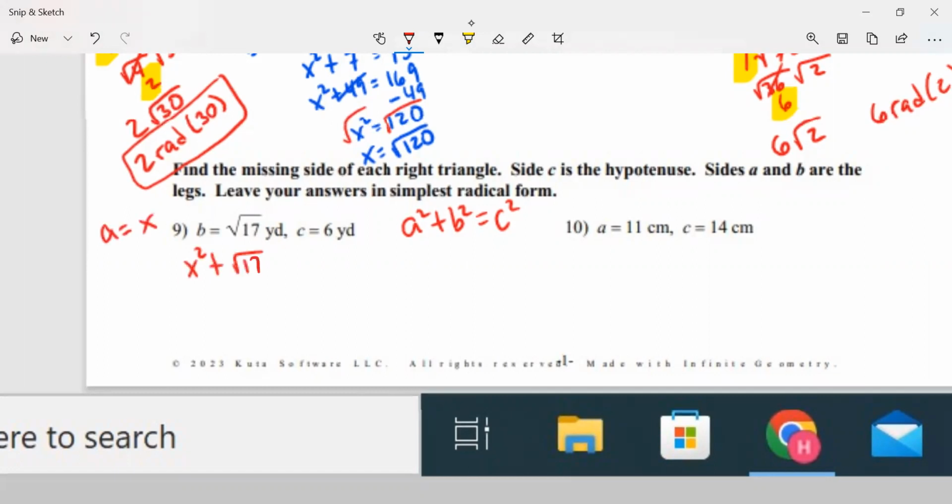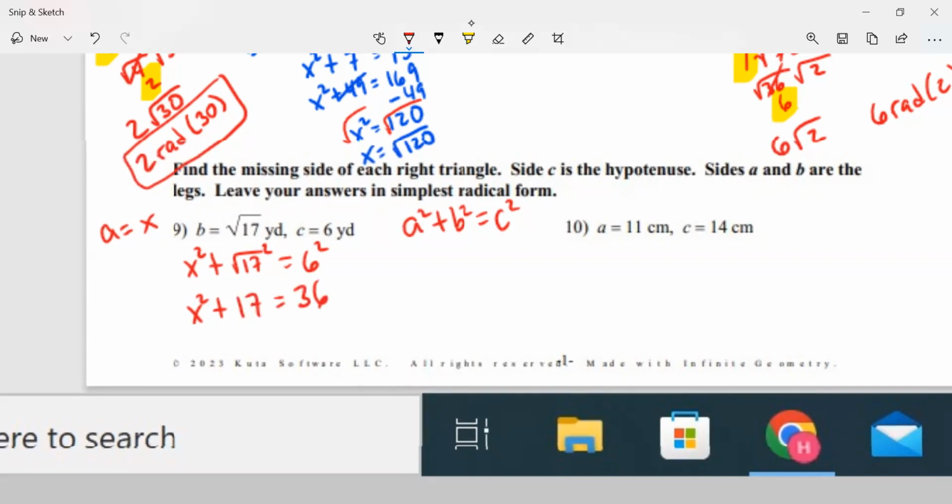plus the square root of 17 squared. It's equal to 6 squared. So I have that X squared plus the square root of 17 squared. Remember how I said earlier that an exponent of 2 and a radical cancel each other out? Square root and the second exponent cancel each other out. So I just get X squared plus 17 equals 36. Nice. Those are actually nice to work with.